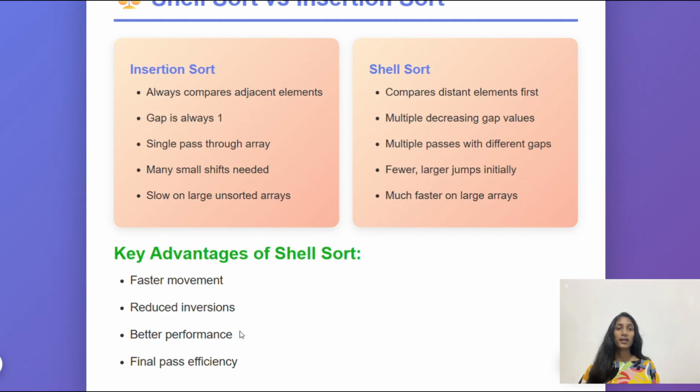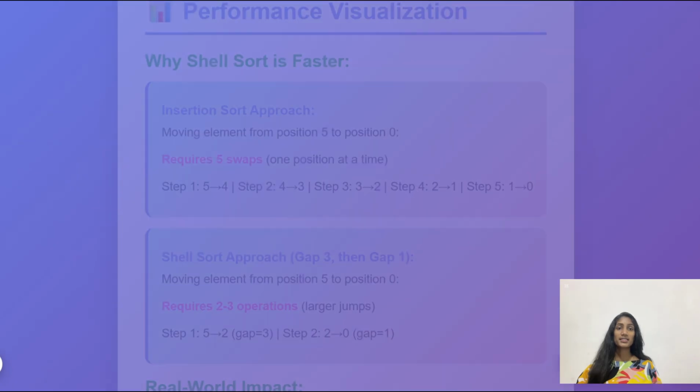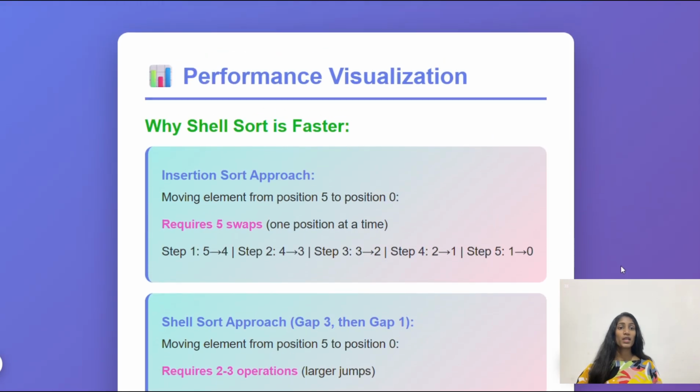Finally, final pass efficiency. When the gap becomes 1, insertion sort runs on a nearly sorted array, which is its best case. So in summary, insertion sort is simple but slow for large data, while shell sort is smarter, faster and more efficient. Now, let's talk about why shell sort is faster using a simple movement example.